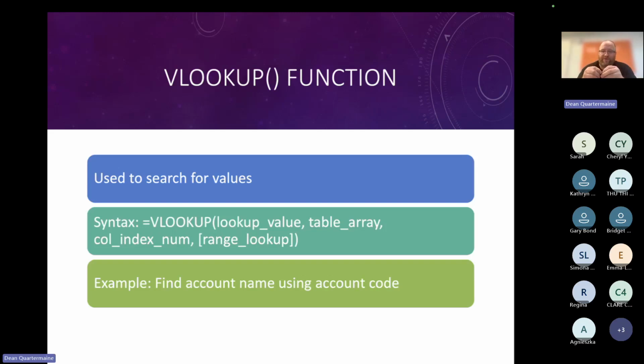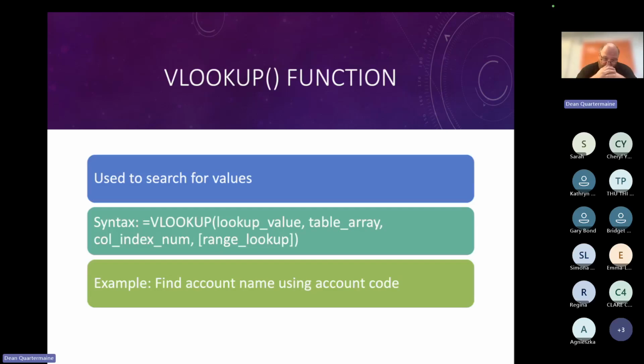But essentially, a VLOOKUP is one of a number of lookup functions. I'm not going to talk about all of them tonight. The V in VLOOKUP stands for vertical, so it looks vertically. You can get HLOOKUPs that look horizontally, and then for those in the know, you can get XLOOKUPs which can do both. So a VLOOKUP is used to search for values vertically down a list of values.